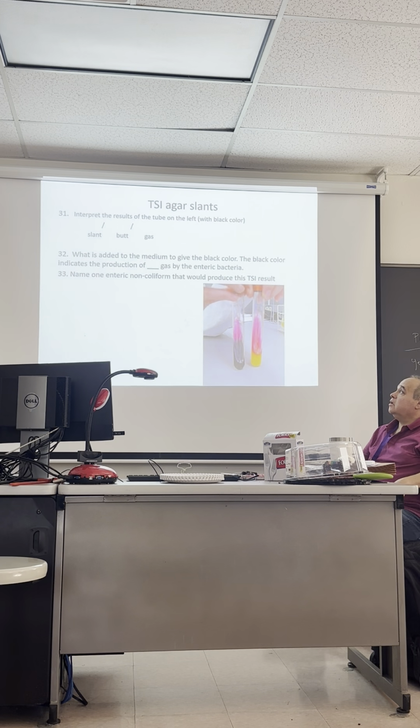Okay? Then here, if we think about it, what is added to the medium that allows for black precipitate to form? Iron. Right? You can say ferrous ammonium sulfate, but it's easier just to say iron. Okay? I'm not going to ask about the enteric that's a non-coliform, but let's go ahead and interpret the result. So I've got fuchsia here and black there. Go.